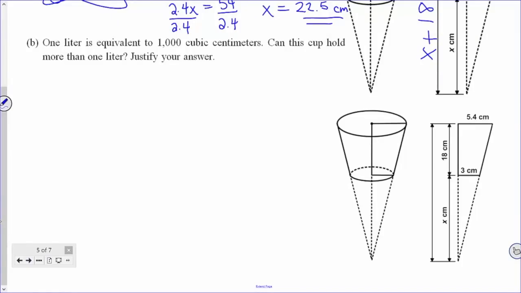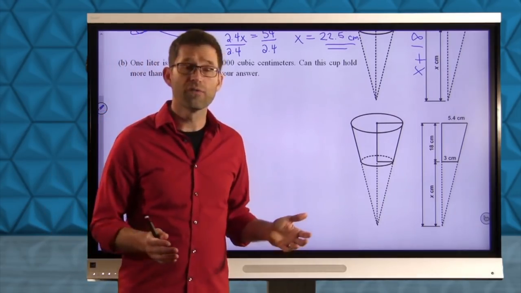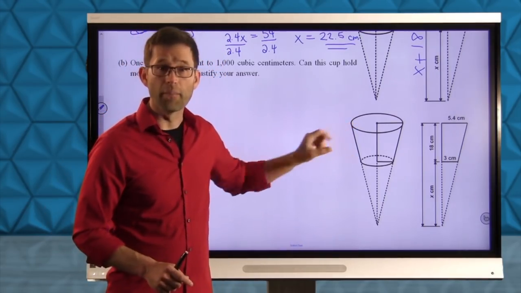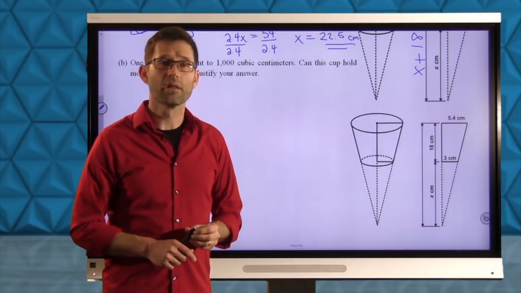Letter B, 1 liter is equivalent to 1,000 cubic centimeters. Can this cup hold more than 1 liter? Justify your answer. Well, you should have everything now to figure out the volume of this cup. So pause the video and spend a little time doing that.